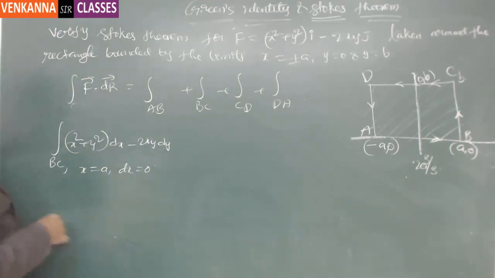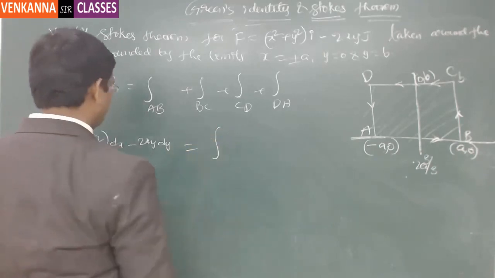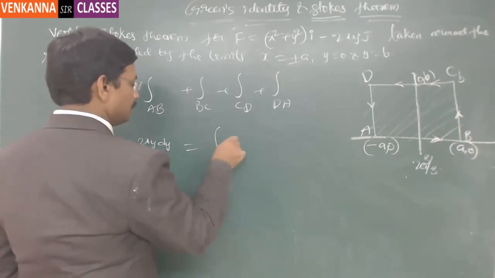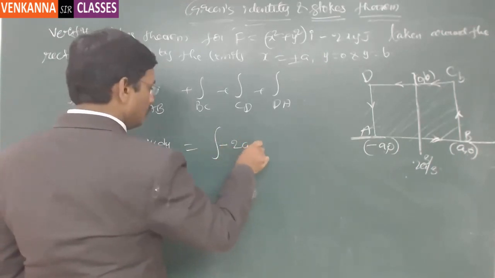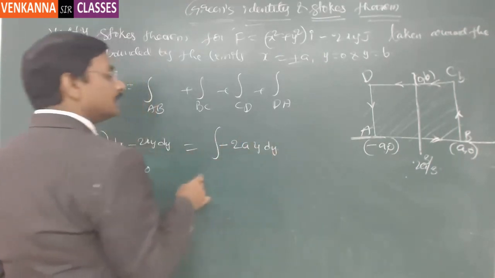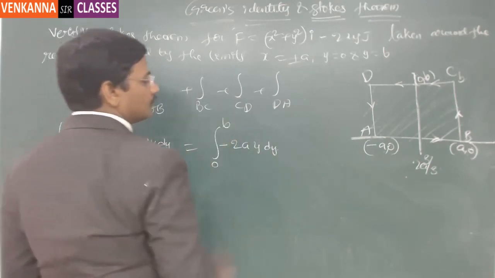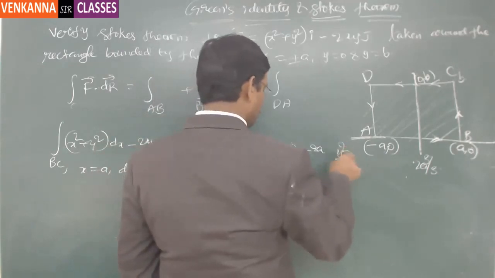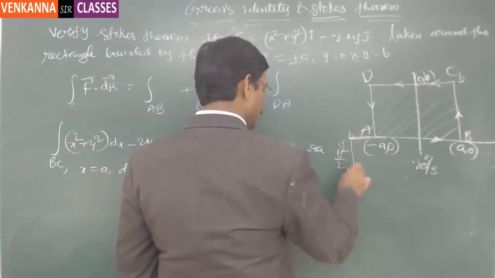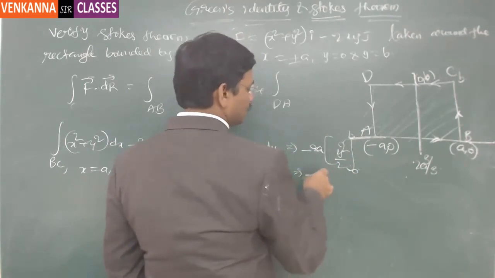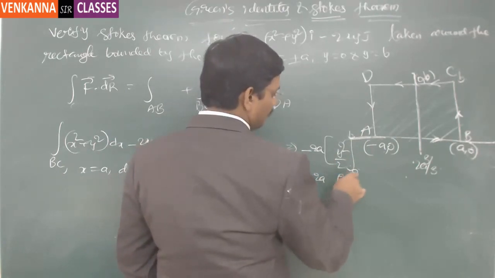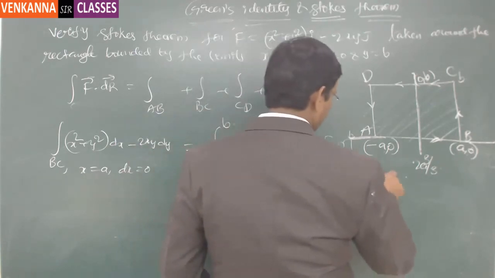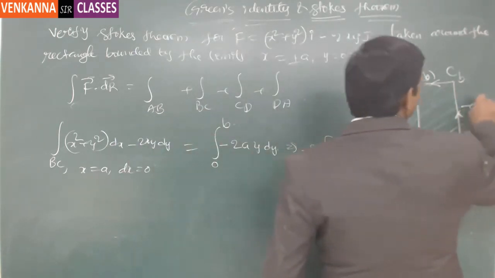Making dx zero, this is going to be the integral of minus 2x, with x equal to a, so 2a into y dy. The limits are y varying from 0 to b. So this is minus 2a into y square by 2, upper limit b, lower limit 0. This is minus 2a into b square by 2. The 2 will cancel, so this value is minus a b square.